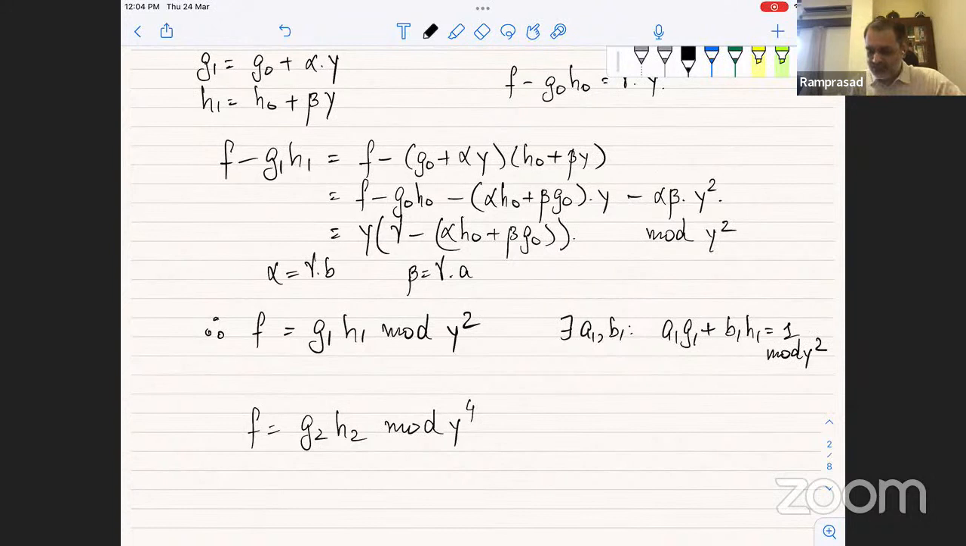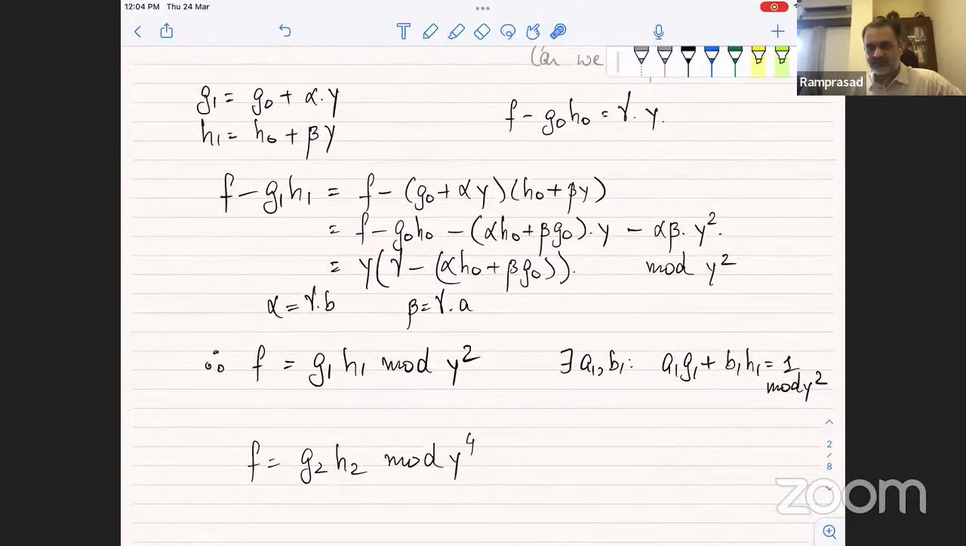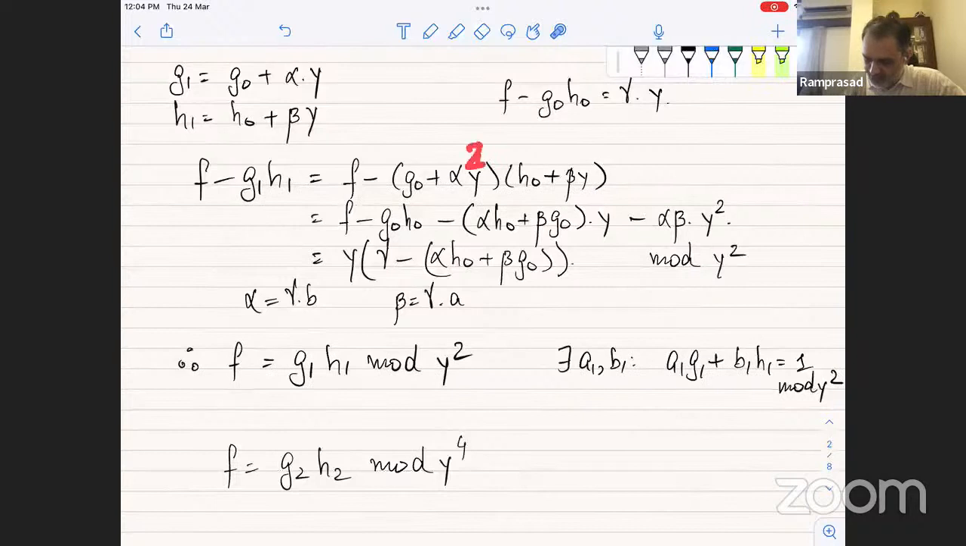Right now we have found some g1 and h1. We don't even know if this fact is true at all. But suppose it were true, then notice that you can run exactly the same algorithm, whatever we did right now. Wherever there was a y, you will replace it by y squared or something like this, and everything else will just follow.